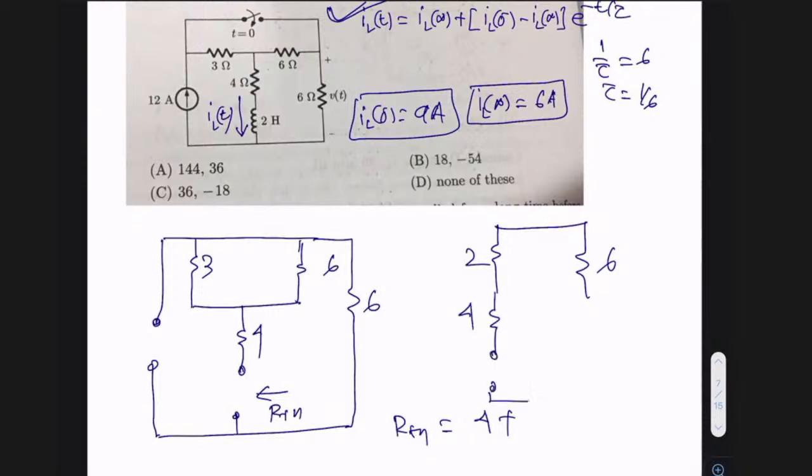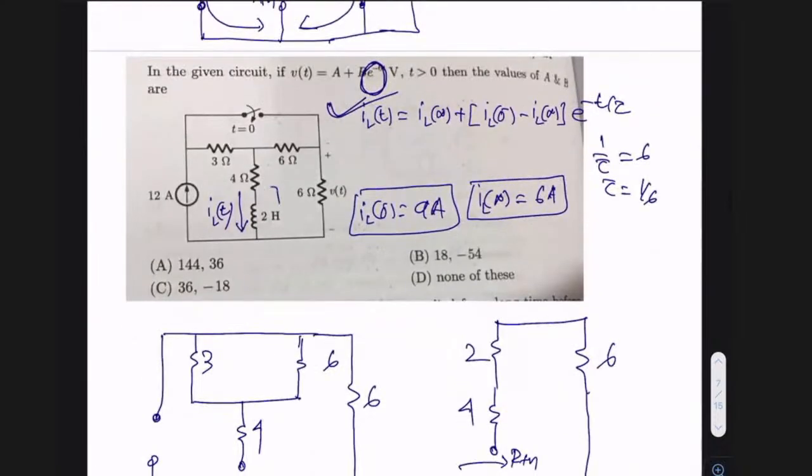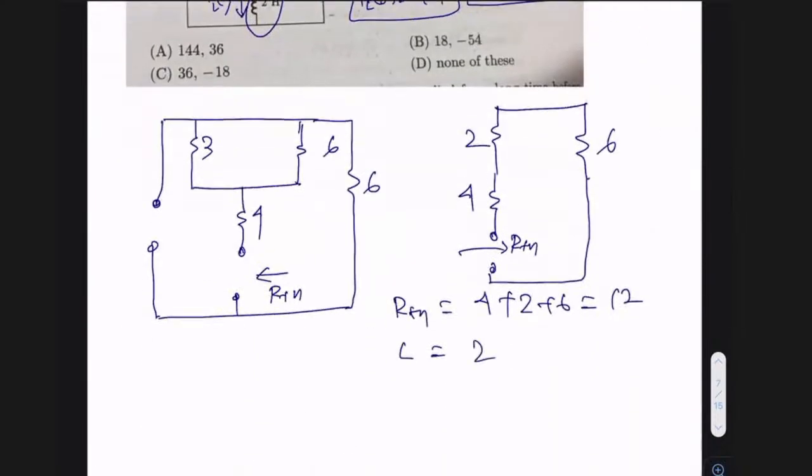And from this, you're finding this RTH. This is 4 and this is 2. This side is open and this is 6. So RTH is 4 plus 2 plus 6, which is 12. L is given how much? 2, right? L is 2. The time constant is L by RTH, that is 2 by 12, which is 1 by 6.